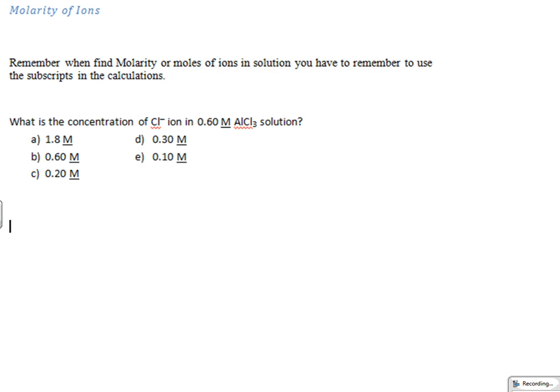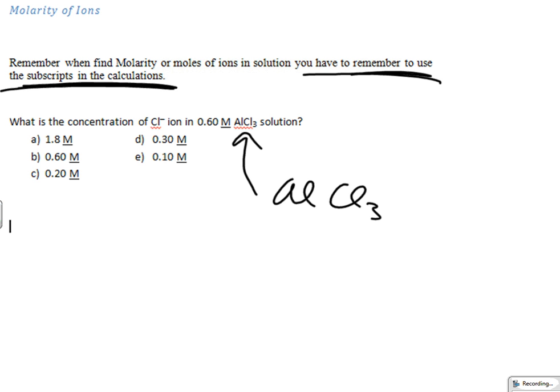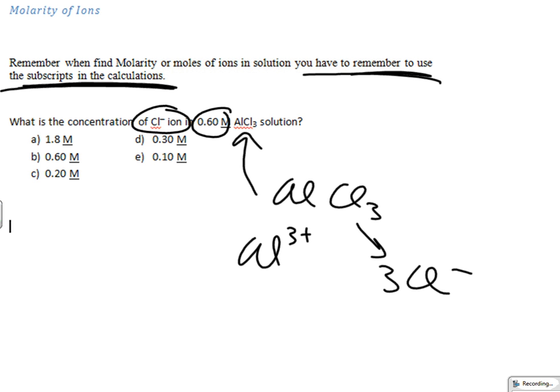Molarity of the ions. Remember when you're talking about ions in solution or ion concentrations, you have to remember to use your subscripts in the calculation. So for example here, aluminum chloride is AlCl3. What does that mean? It means I have 1 Al3+ and I have 3 Cl-. So if the molarity of this is 0.6, but they're asking me the molarity of the chloride ion, I basically have to multiply that by 3. So 1.8 would be my molarity, because I would take 0.6 multiplied by 3. So you have to pay attention to ion concentrations as far as solutions go.